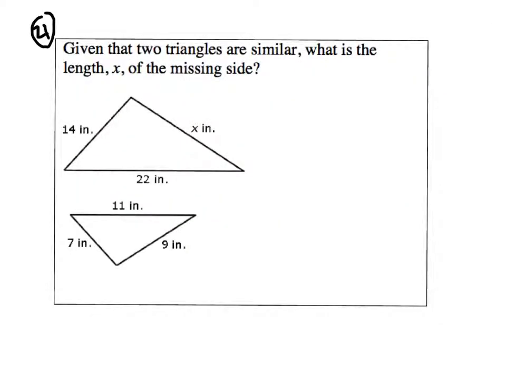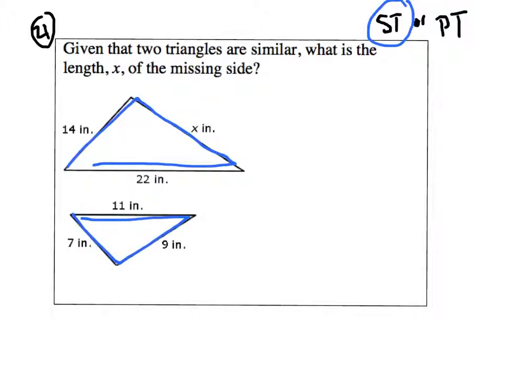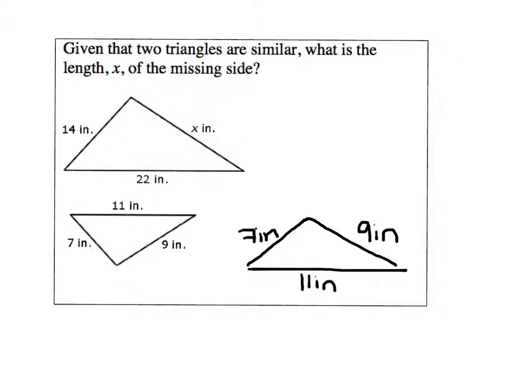Given that two triangles are similar, what is the length x of the missing side? Take a second, decide if this is a similar triangles problem or Pythagorean theorem. If you said similar triangles, you are correct, because there are two triangles in this problem, and we are going to compare them in order to figure out what x is. Pause the video, set up your proportion, hit play if you need a hint. Ready, pause. Alright, here's your hint.